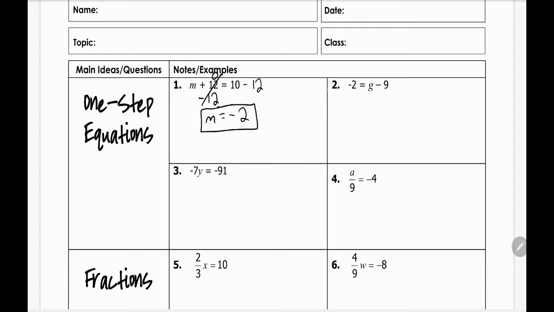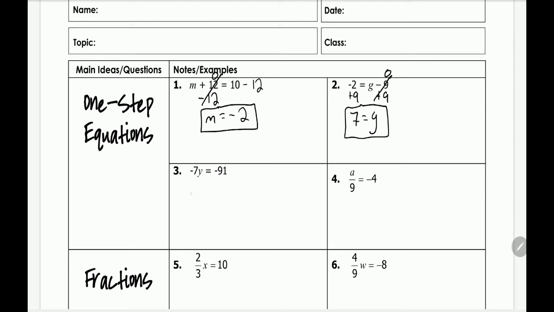All right, let's look at number 2. We have negative 2 is equal to g minus 9. So the thing we have to get rid of on this equation would be the minus 9. So how can we get that to 0? Well, we can add 9, and whatever we do on one side, we have to do on the other. All right, this goes to 0. Negative 2 plus 9 gives us 7, and that's equal to, what's left on this side? Well, g. Well, we have a letter is equal to a number, and we're done. So g is equal to 7, and that's our answer for number 2.